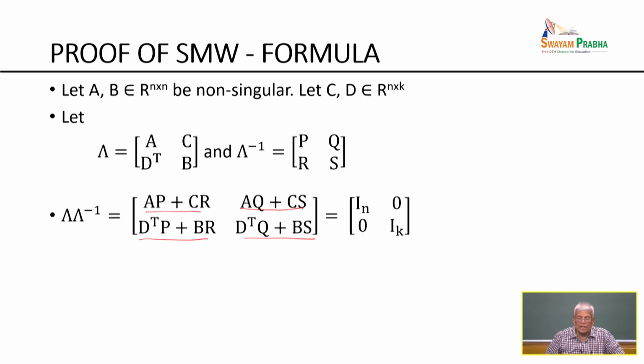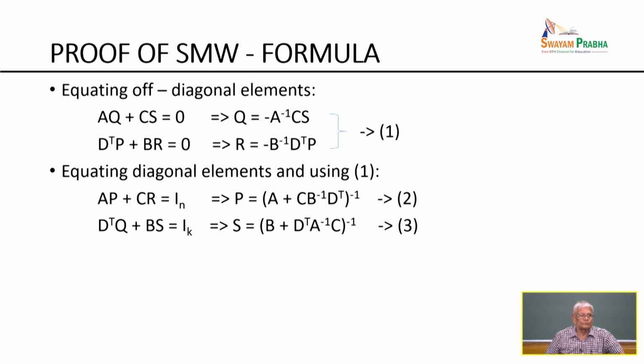So what is that I would like to do now? Equate the two elements. AQ plus CS must be 0. D transpose P plus BR must be 0. AP plus CR must be IN. D transpose Q must be equal to this. So we get 4 relations. We have to manipulate these 4 relations. I'm giving you an idea of the proof. So these are the 4 relations you get.